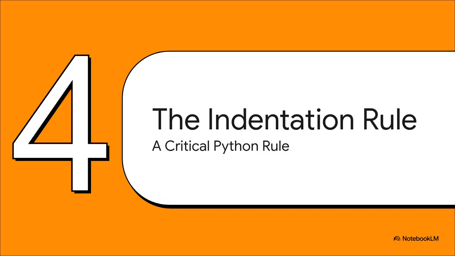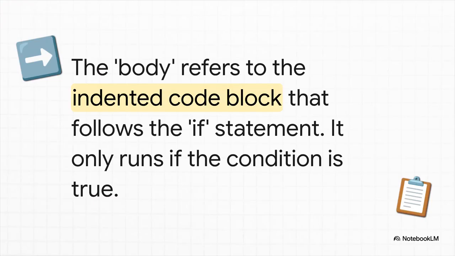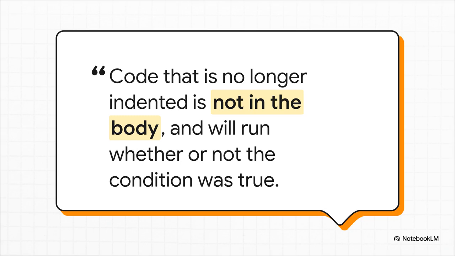All right, let's talk about a rule that is so important in Python. In fact, it's one of the things that makes Python, well, Python. And that's indentation. Think of it like this. The indented code is on the if statement's team. It's part of its body. And that team only gets to get on the field and play if the condition is met. That little bit of white space is how Python knows exactly what code belongs to what decision. And the second you remove that indentation, that code is off the team. It's not part of the if statement's body anymore. So what happens? Python just runs it no matter what, whether that condition was true or false. It's back to being regular code.